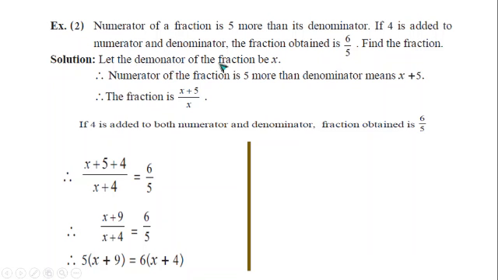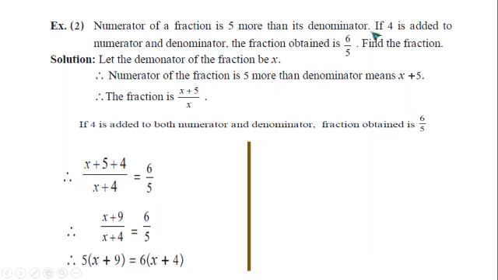Let the denominator of the fraction be x. If the denominator is x, it says numerator of the fraction is 5 more than the denominator. Therefore, I can say that the numerator of the fraction is x plus 5, as the numerator is 5 more, that is plus 5, than the denominator, that is x. In this way, I have my numerator as x plus 5. They are telling us to find the fraction. So the required fraction is x plus 5 upon x.